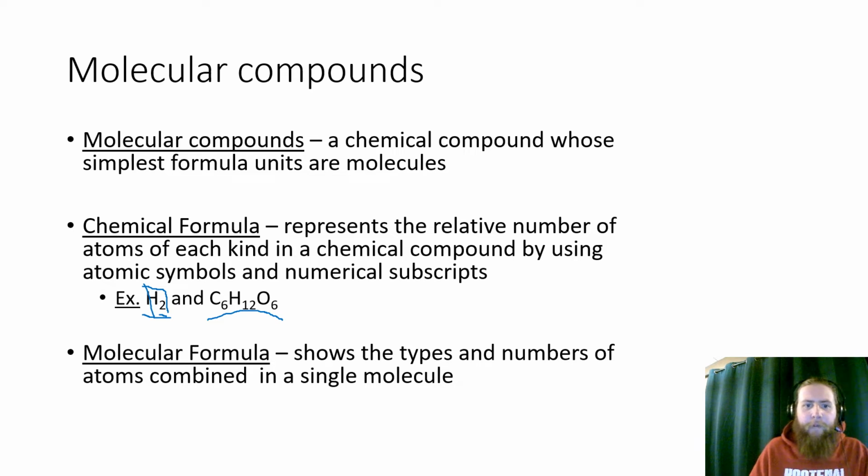And a molecular formula shows the types and numbers of atoms combined in a single molecule. So this would be both the chemical and the molecular formula for glucose. If you had more than one, like in that last example where I had 2 hydrogen atoms, that would be the chemical formula, even though the molecular formula is a little bit simpler.